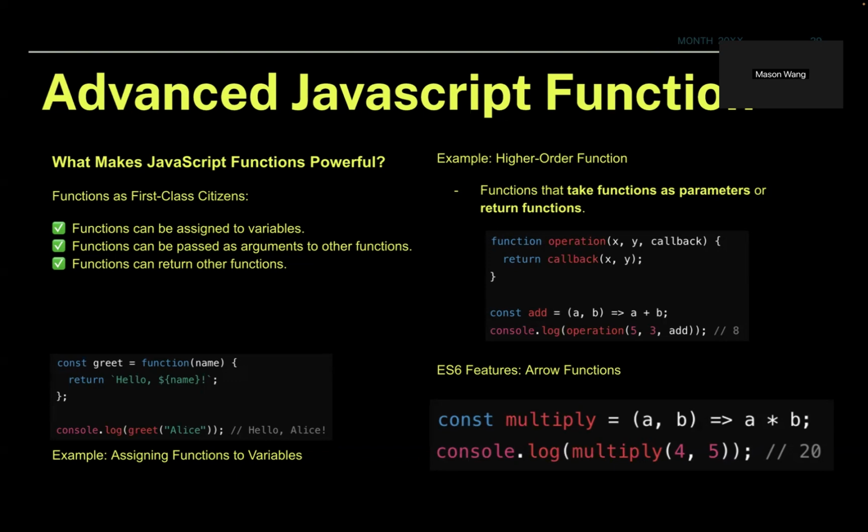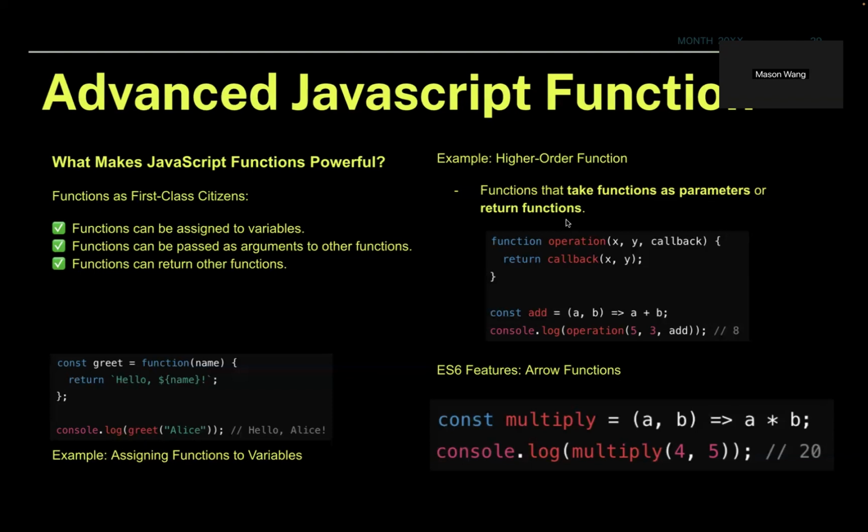So what makes JavaScript functions powerful? Well, because functions in JavaScript are first-class citizens. First of all, they can be assigned to variables, like what is going on here. If you write it like that, you assign this function to a variable, not only naming it but also assigning it to a variable. So later in your code, you can use this variable to use this function.